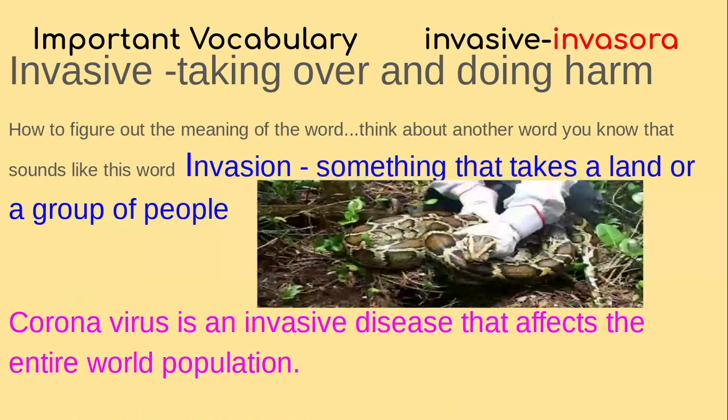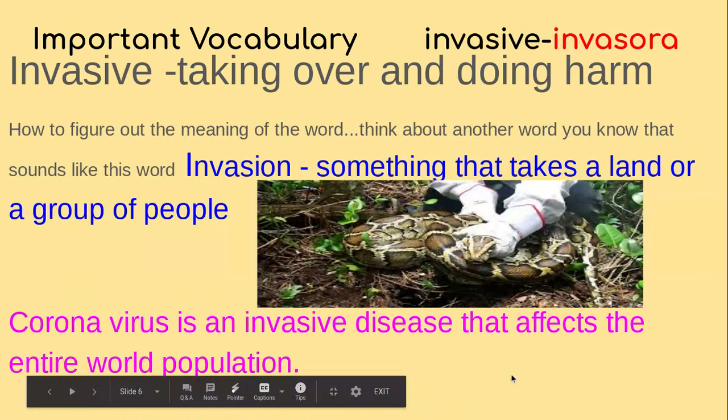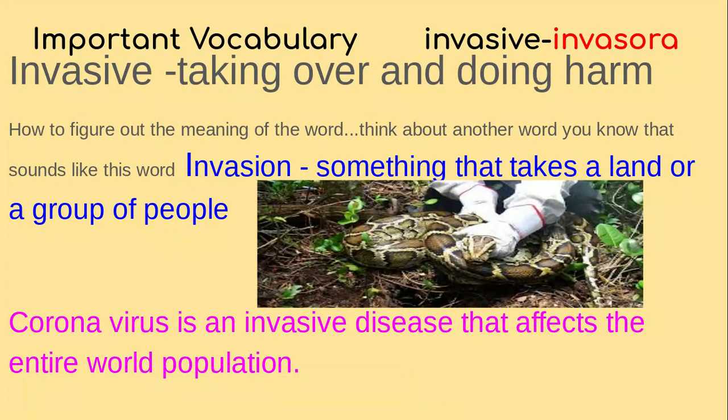Okay, so another word that we're going to be talking about is invasion. An invasion is something that takes a land or a group of people. So when something is invasive, it's taking over and it's doing harm. For example, the coronavirus is an invasive disease that affects the entire world. So it's harmful and it's taking over.